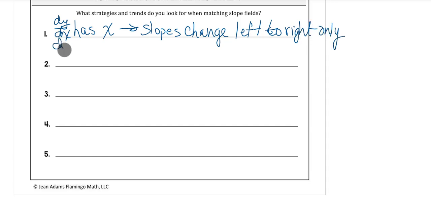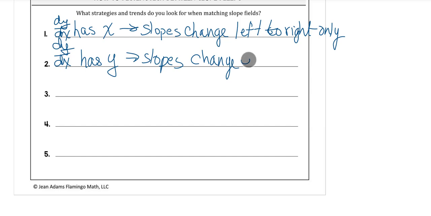Okay, what if it only has a y? Then the opposite is going to be true. Now, if you look left to right, all the slopes will be parallel. All those slope lines will be parallel because it's not dependent on the x, just the y. But if you move up and down, the slopes are going to change. So the slopes are going to change up and down only.